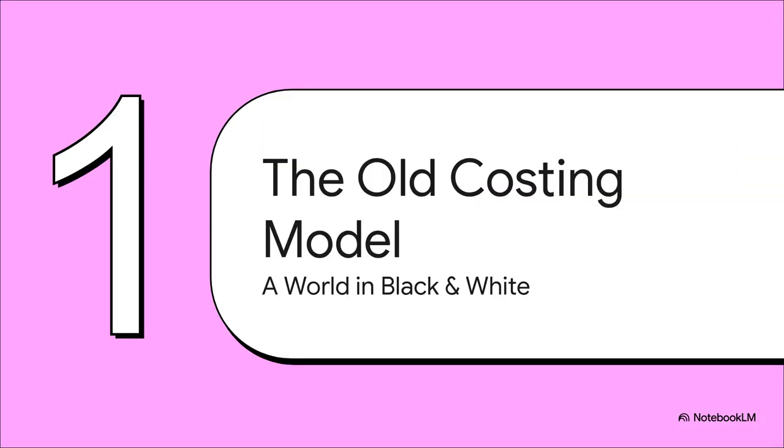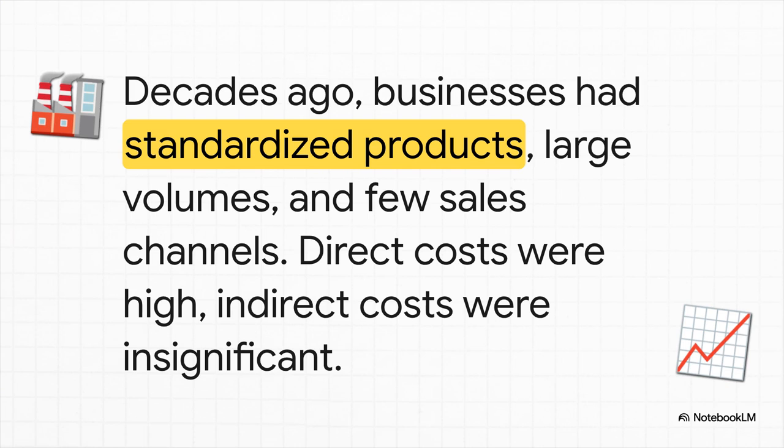All right, to really get where we're going, you gotta understand where we've been. So let's rewind the clock and look at how costing used to work in a much simpler world. Think of it like a world in black and white. Companies made just a few things, but they made a ton of them, super standardized. In that world, your biggest costs were direct things, especially manual labor. And overhead, all those shared indirect costs, that was almost nothing, just a tiny sliver of the total cost.